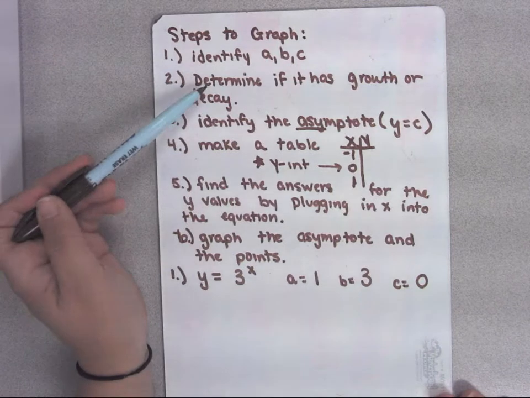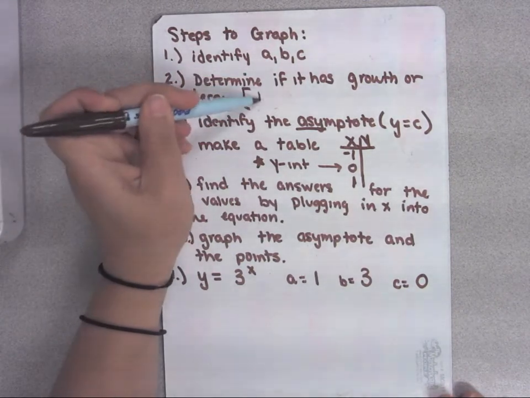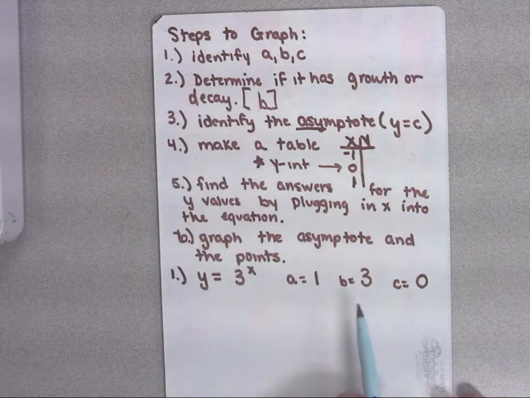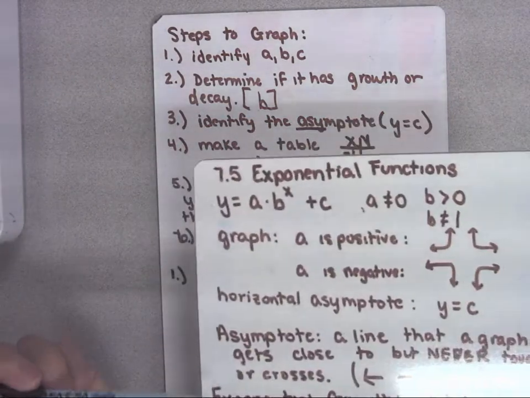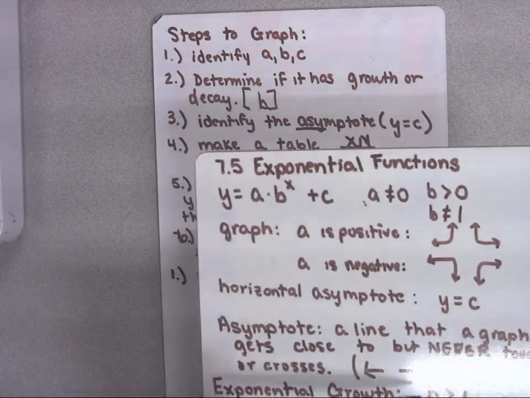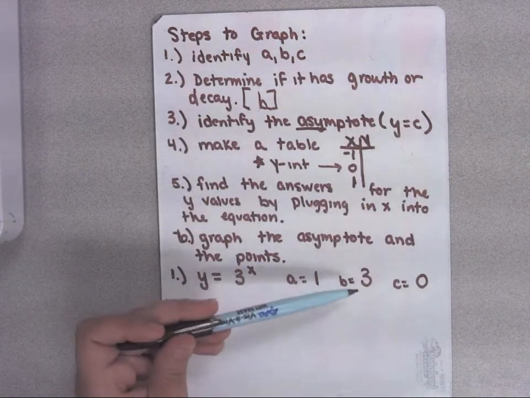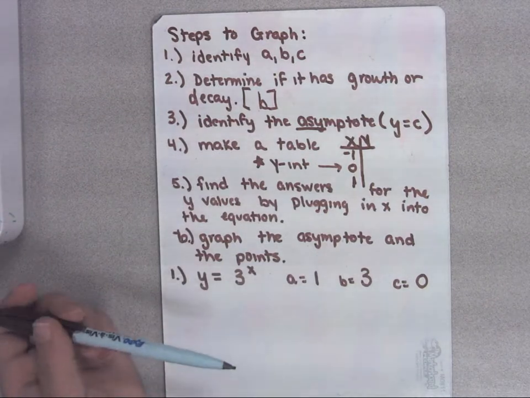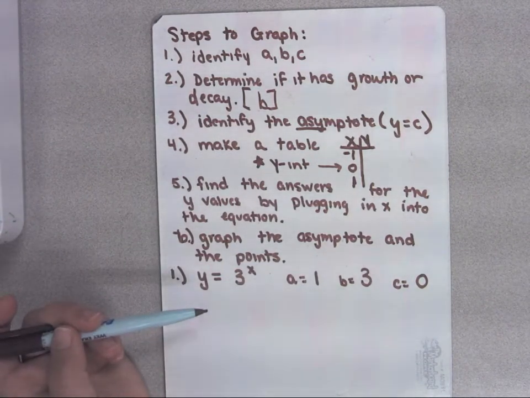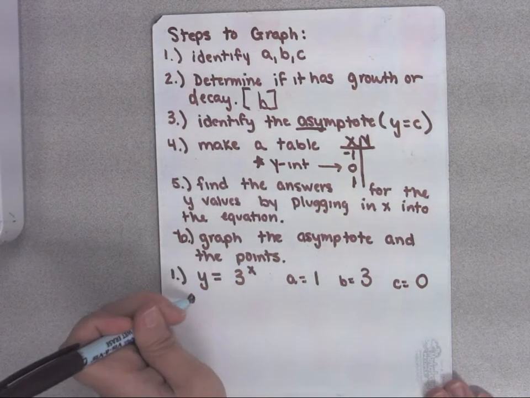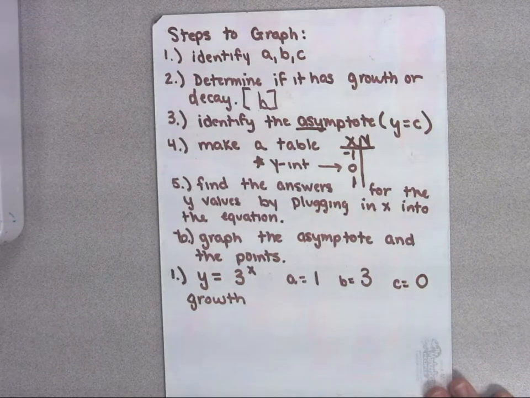Step 2, determine if it is growth or decay. Remember, it's based on B. So our B value is 3. Growth or decay. If B is greater than 1, if B is between 0 and 1. B is 3. So am I going to write the word growth down or decay? Growth. So literally we just write the word growth down. That's easy. It's literally that easy.